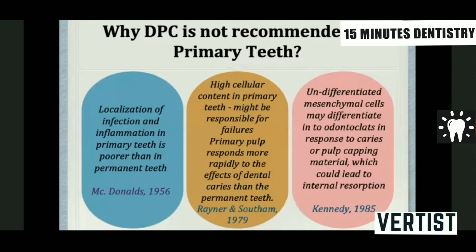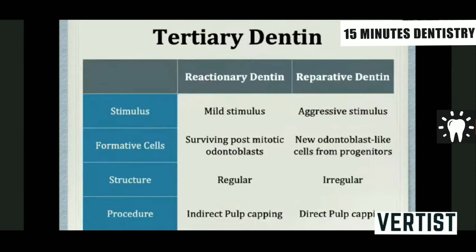However, the use of newer materials like mineral trioxide aggregate, that is MTA, and even bioglass has given better results compared to calcium hydroxide direct pulp capping. Till then we were talking about tertiary dentin, reparative dentin and reactionary dentin, and let us see what exactly the differentiation between the two is.